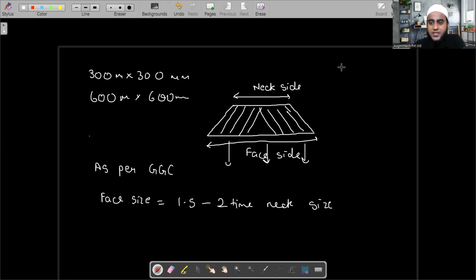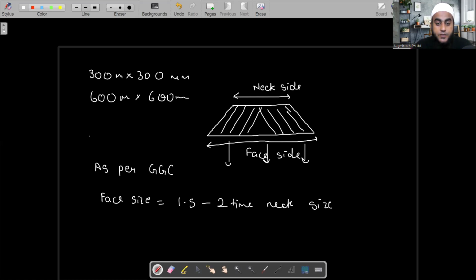Sometimes we have to size the branch duct as per the neck size. Suppose your neck size of the diffuser is 300 by 300, and sometimes we are using flexible duct, all of you know that. So it depends on that, we have to do the sizing. Now let's see the next method of duct designing. All of you clear up to here?